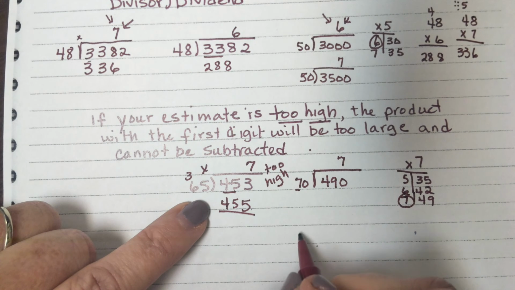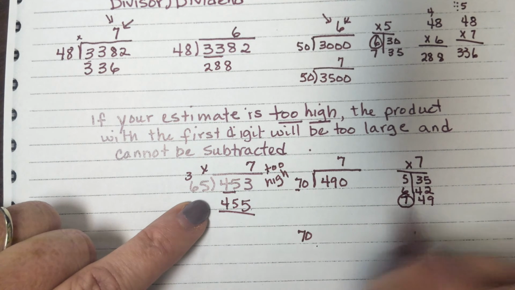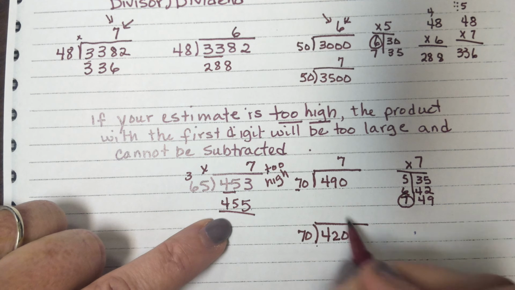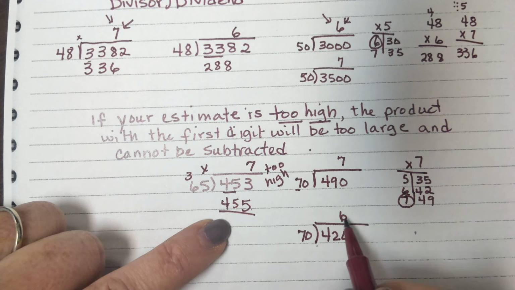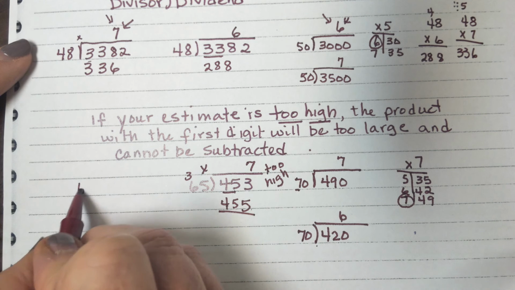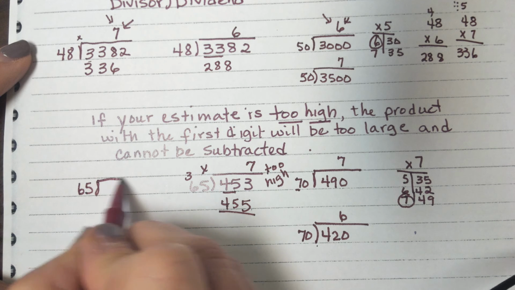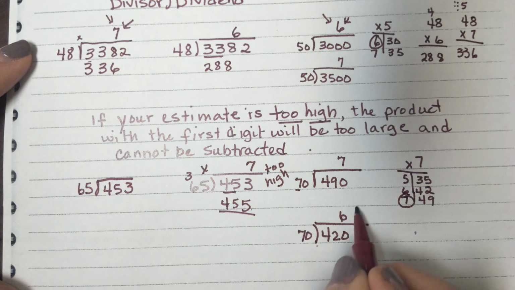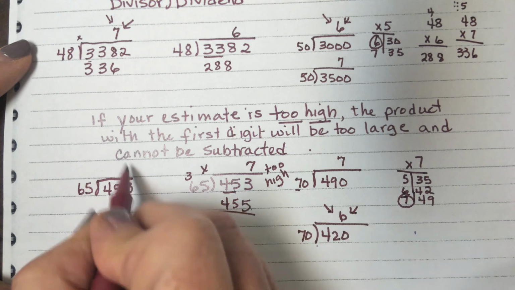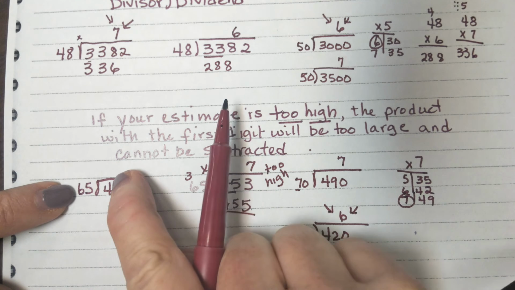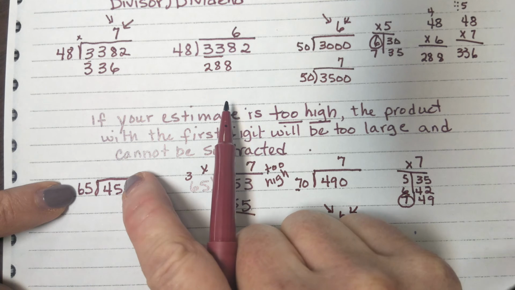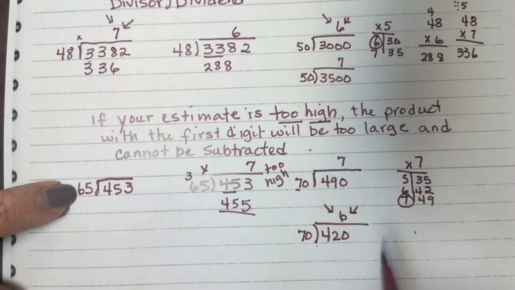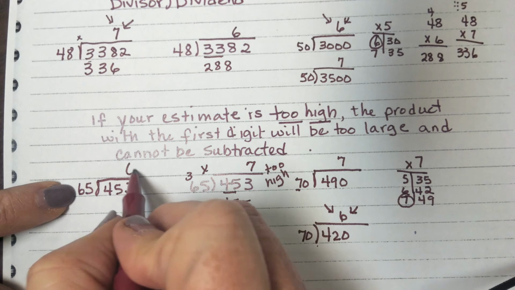I still have the 70, but instead of doing 7 this time, how about I do the 6? Remember, I have to have the same number of digits. Okay, so I'm just going to come right over here like I did in the last problem, and I'm going to recopy this 453. But this time, what is my first digit going to be? It's going to be a 6. Now remember, 65 doesn't go into 4. It doesn't go into 45, but it goes into 453. And my guess is about 6 times.